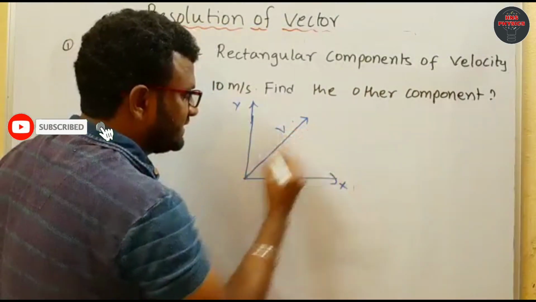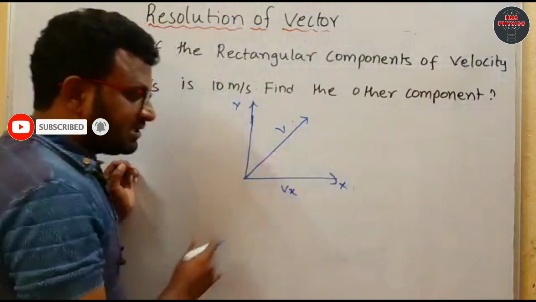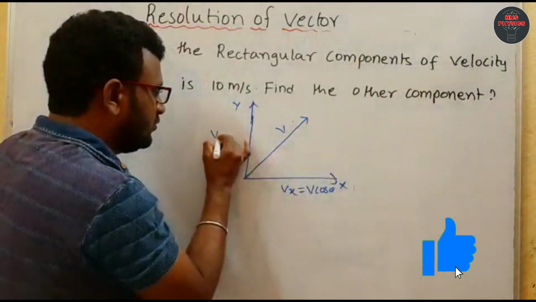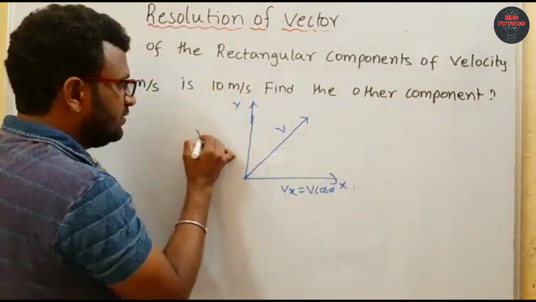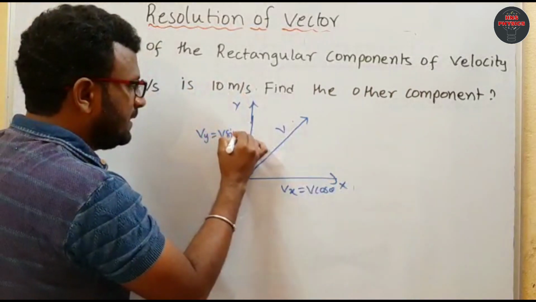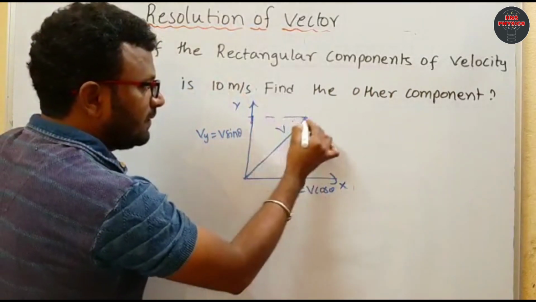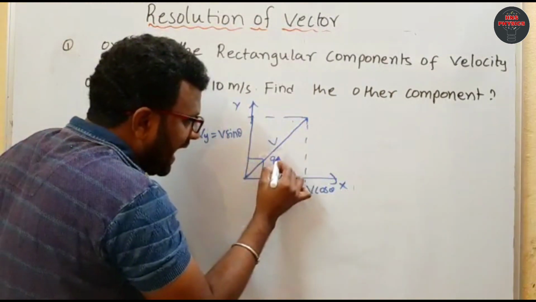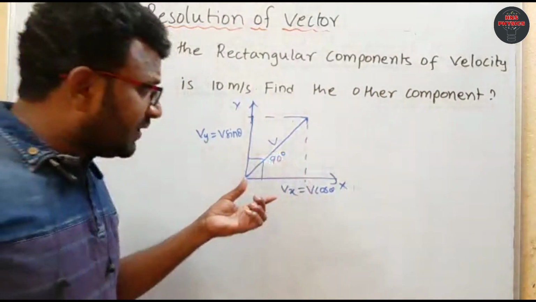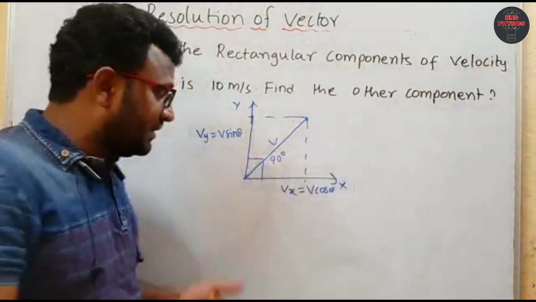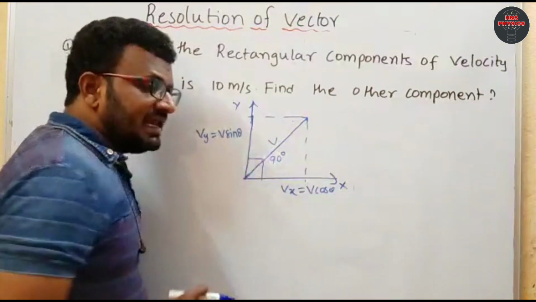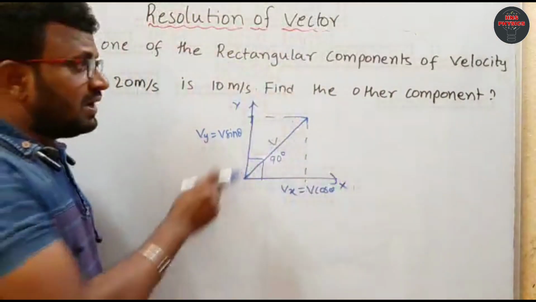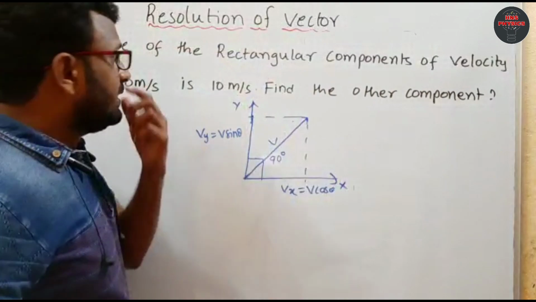So this is the velocity. We have taken the horizontal component Vx equal to V cos theta and Vy equal to V sin theta, right? Now between the two components, the horizontal component and the vertical component, the angle is 90 degrees. If the angle between two components is 90 degrees, those components are called rectangular components.